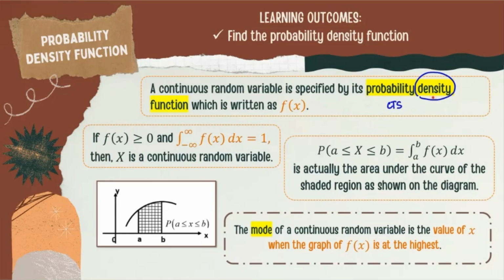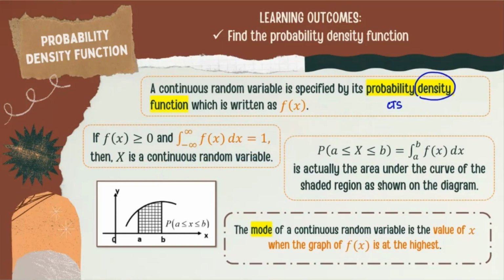Okay, so this PDF we are going to write as fx functions lah. Okay, so if fx is greater than or equals to 0 and the total integration daripada negative infinity until infinity ataupun daripada intervals yang diberi, total integration will be equals to 1. So therefore, x will be a continuous random variable. So nampak tak kat sini dia berbeza? Kalau discrete, kita gunakan summation of probability sama dengan 1. Tapi untuk continuous, it will be the integration akan sama dengan 1.